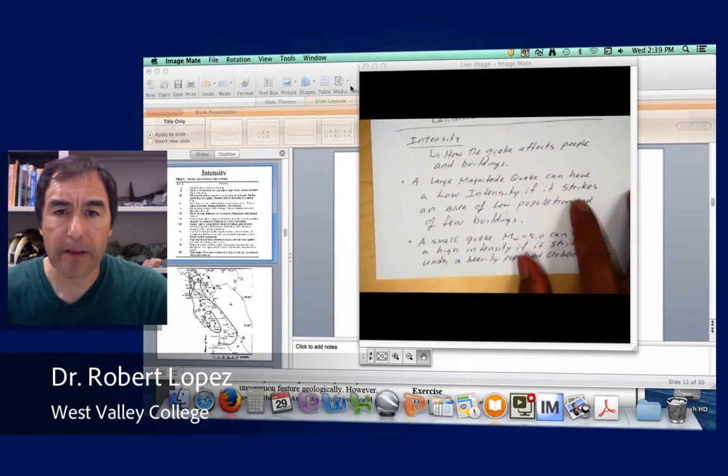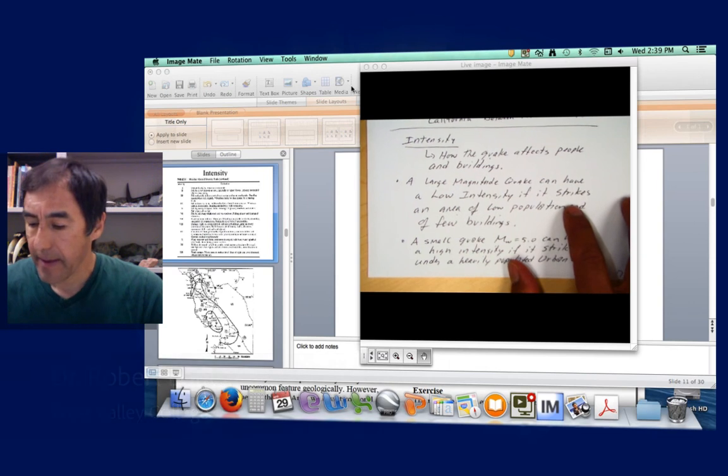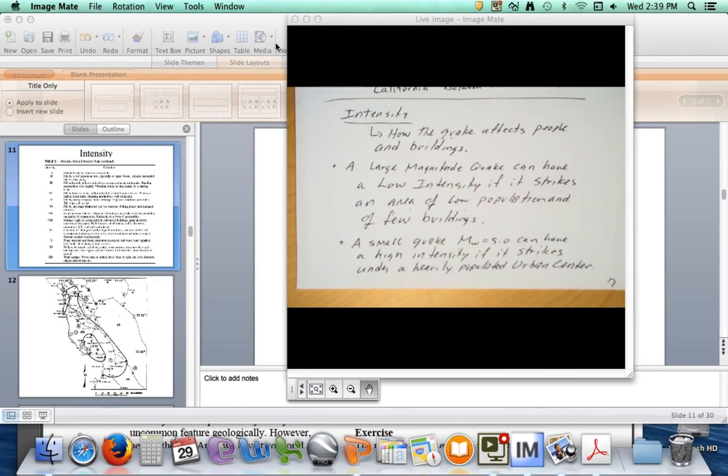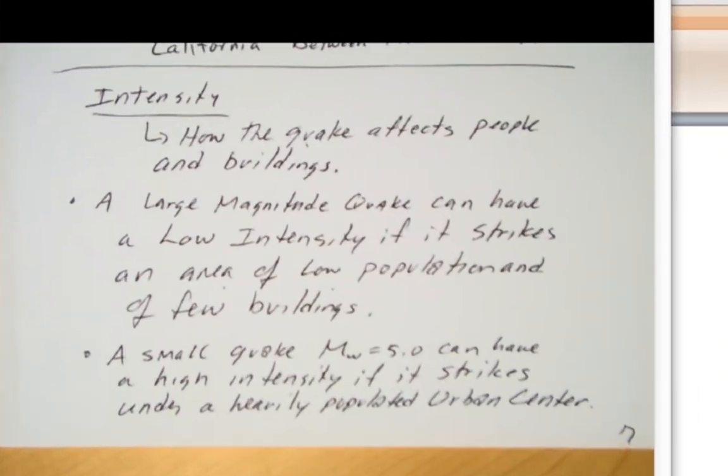Today I want to continue on with earthquakes and talk about intensity. And so intensity is a different way of assessing an earthquake. And intensity really is a scale that's related to how the earthquake affected people and buildings.